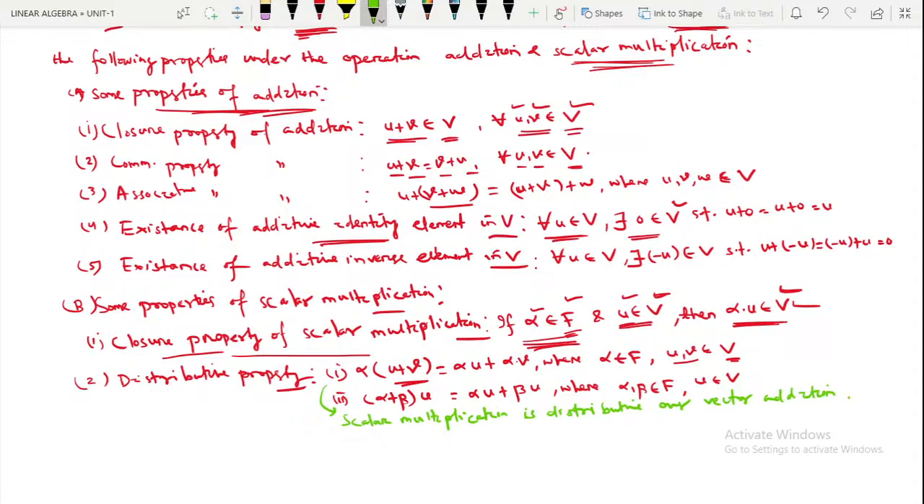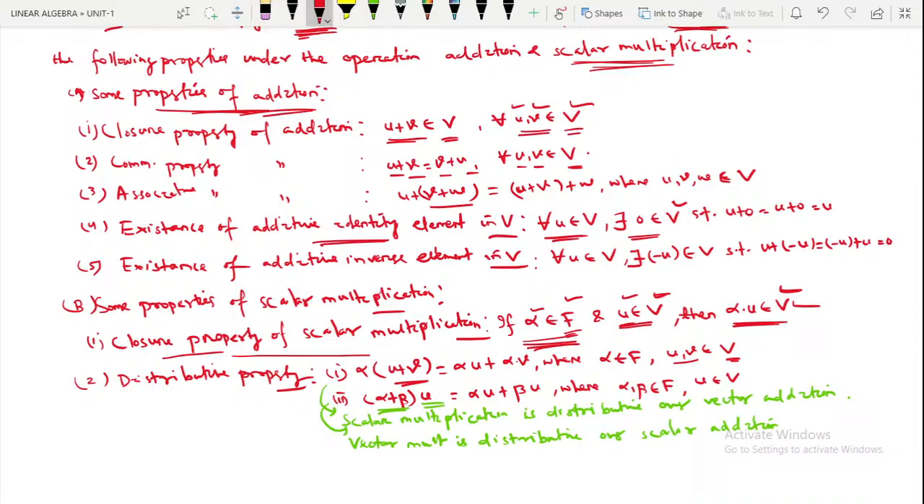And the second one, we can say vector multiplication is distributive over scalar addition. Okay.